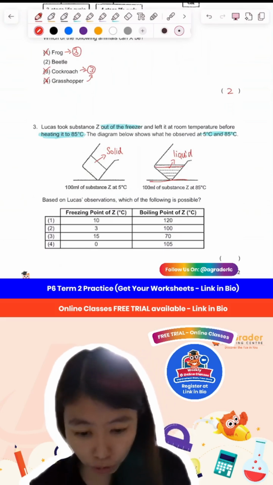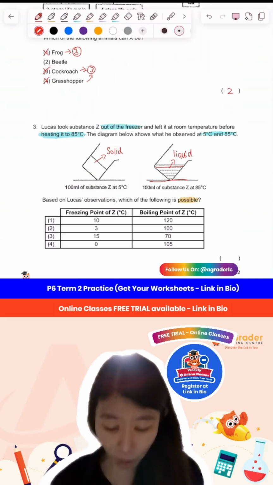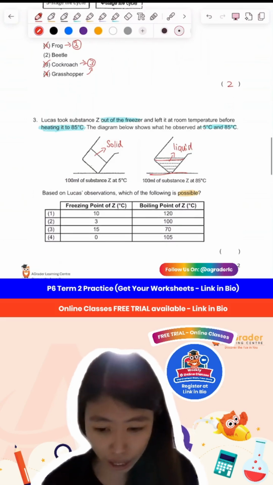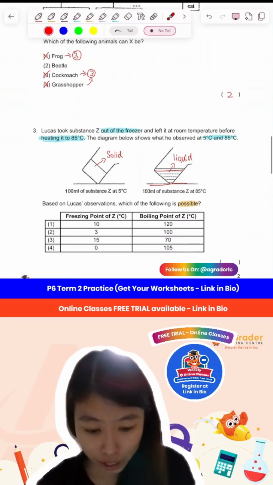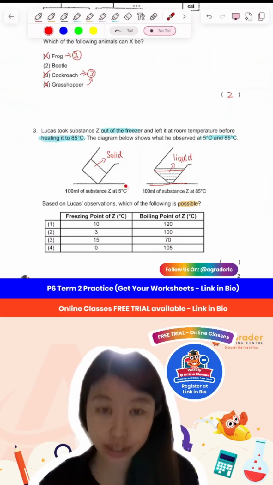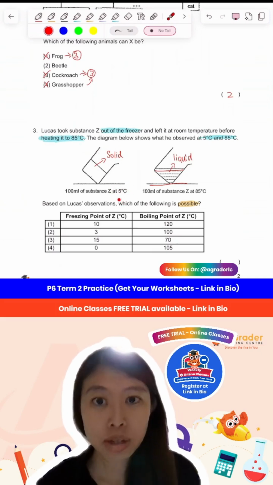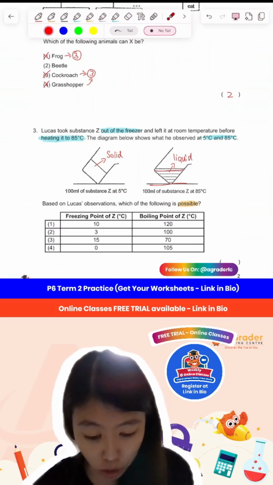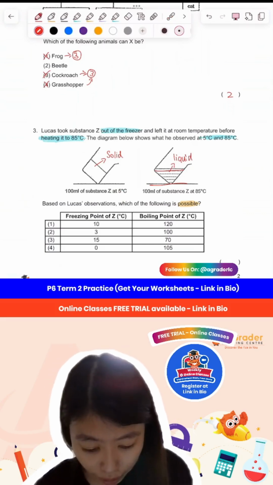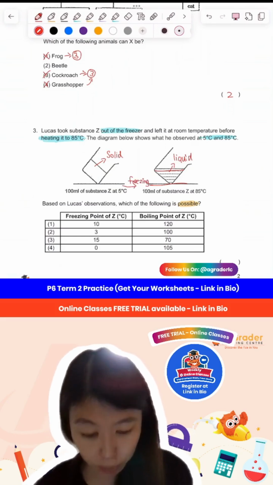So now, which of the following is possible? I see some of you sharing the correct answer already, but some of you got it wrong. The correct answer is actually 1, but let me explain why. If it is still a solid at 5 degrees Celsius, it's already frozen and has not melted yet. So take note that it must start freezing at a higher temperature.